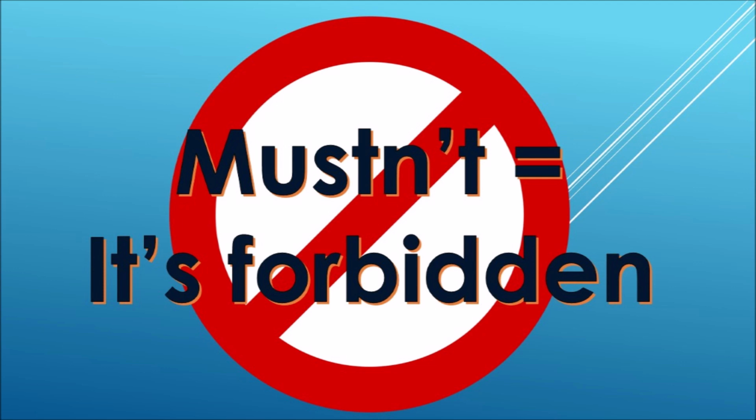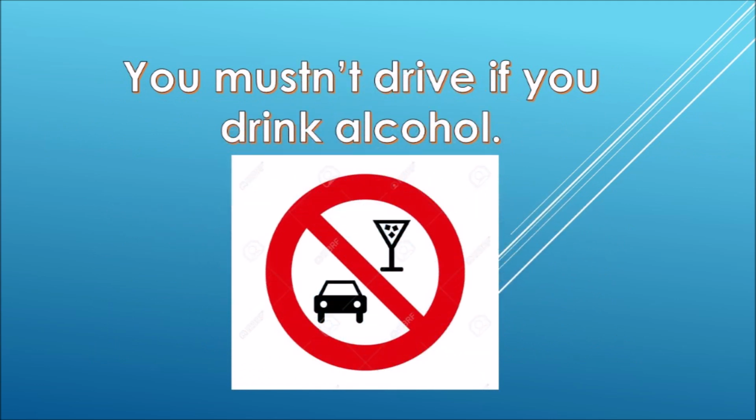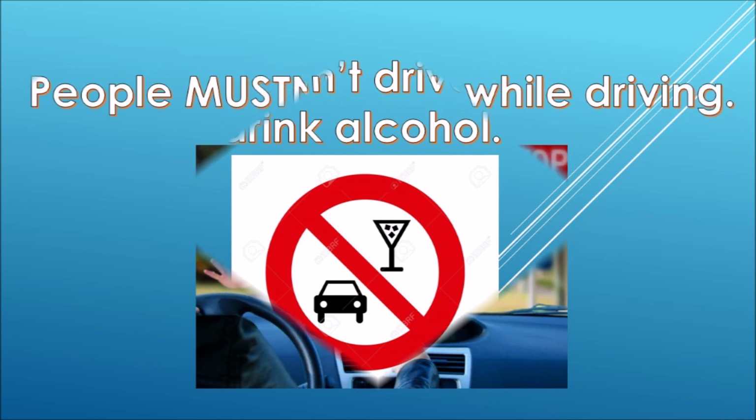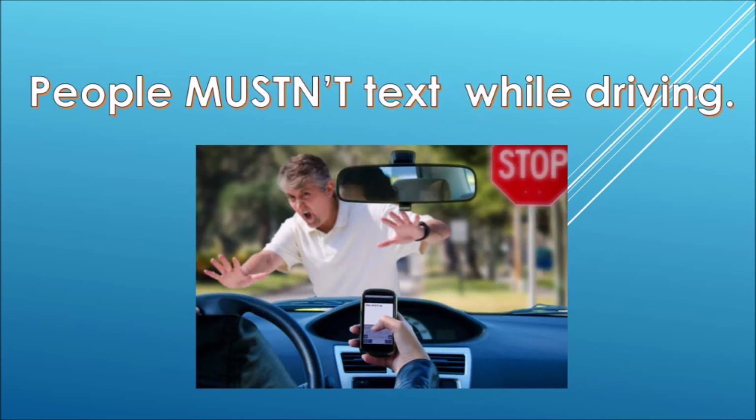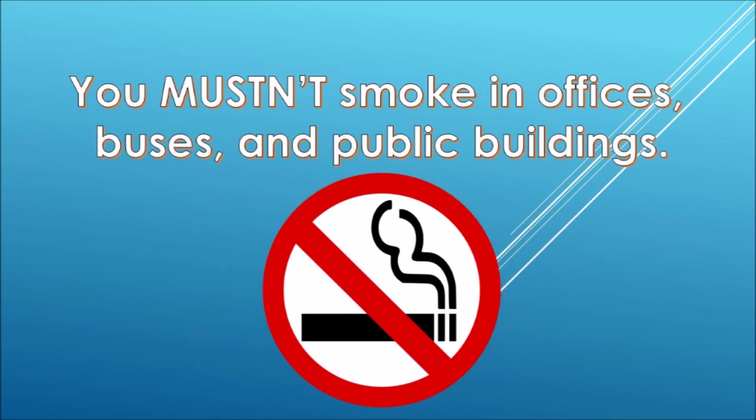Mustn't means that something is forbidden. For example, in Mexico, people mustn't use their cell phones at the bank. You mustn't drive if you drink alcohol. You mustn't text while you are driving. It's very dangerous. You mustn't smoke in offices, buses, and public buildings.